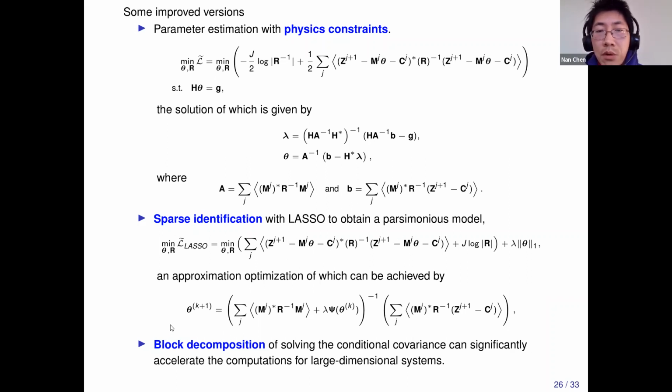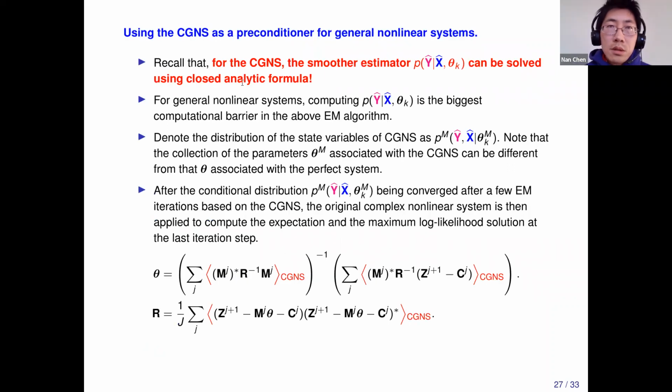And you can also apply block decomposition to make the covariance matrix be in a simple form, so you can deal with high-dimensional systems. Okay, so now we need to answer the question: how to use this constrained Gaussian nonlinear system as a preconditioner for general nonlinear systems, right?